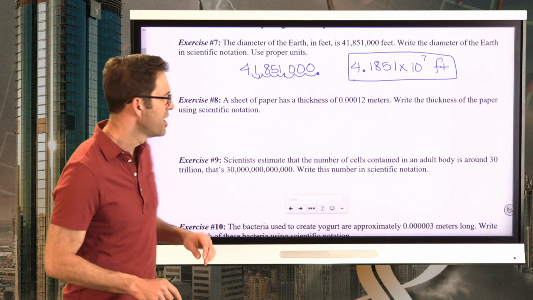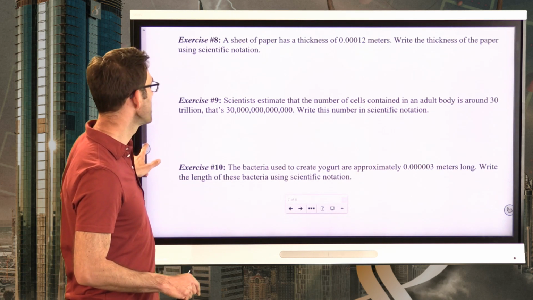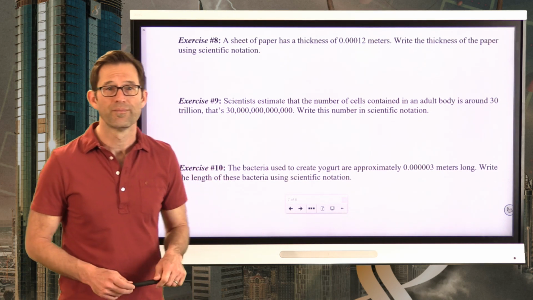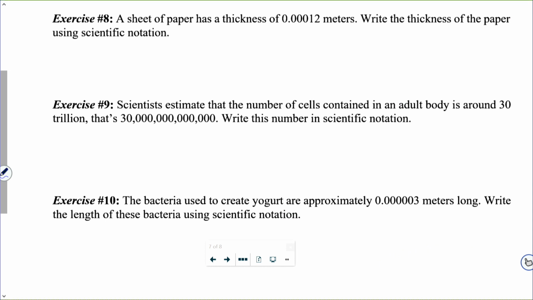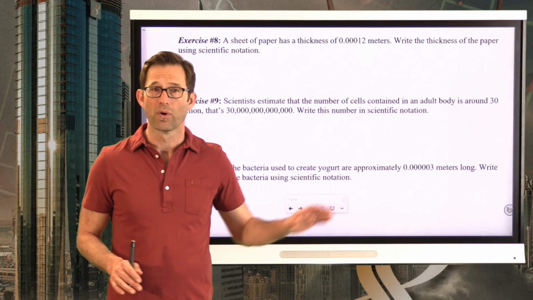Not in this lesson. Let's take a look at exercise number 8. That's something very small. A sheet of paper has a thickness of 0.00012 meters. Wow, that is thin. Write the thickness of the paper using scientific notation. So now we have a very small number, right?